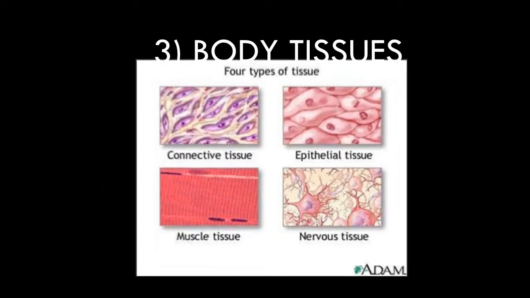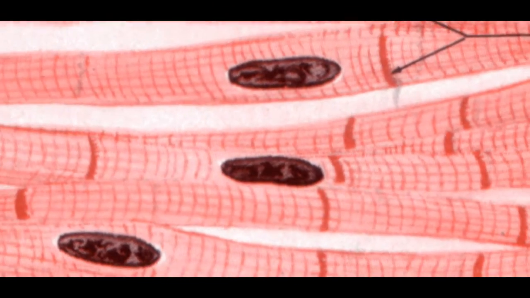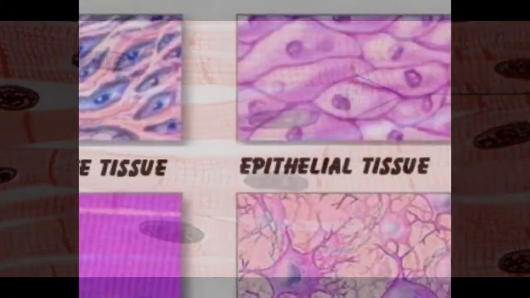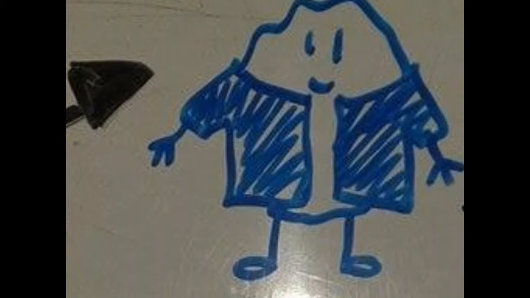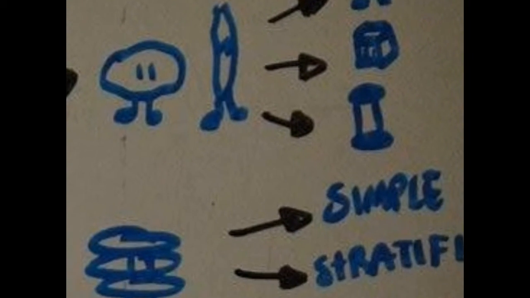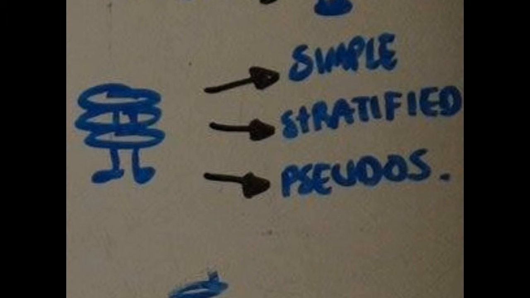Number 3. Description of body tissues. A tissue is a group of similar cells that work together to carry out a specific function. There are 4 types of body tissues. Epithelial tissue. There are 2 types of epithelial tissue. The first one is the covering and lining epithelium, which is divided in 2, the shape of the cells and the number of layers. In the shape of the cells, there are the squamous, the cuboidal, and the columnar. And in the number of layers, there are the simple, the stratified, and the pseudostratified.